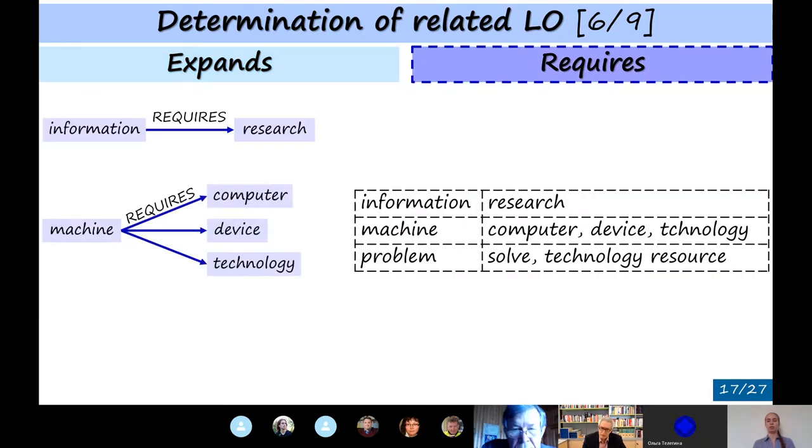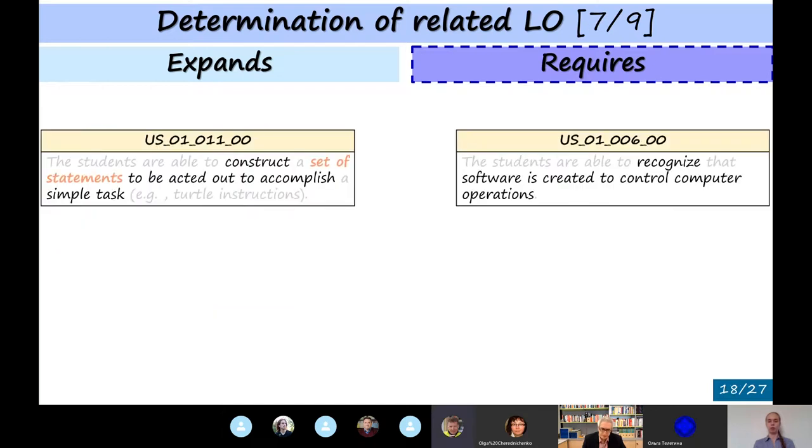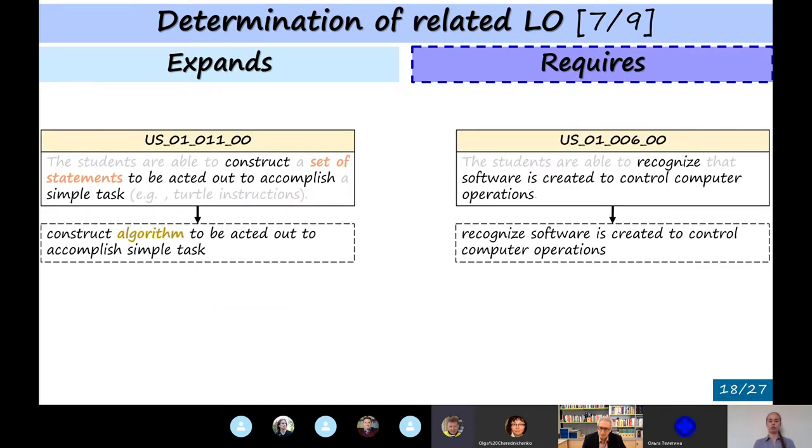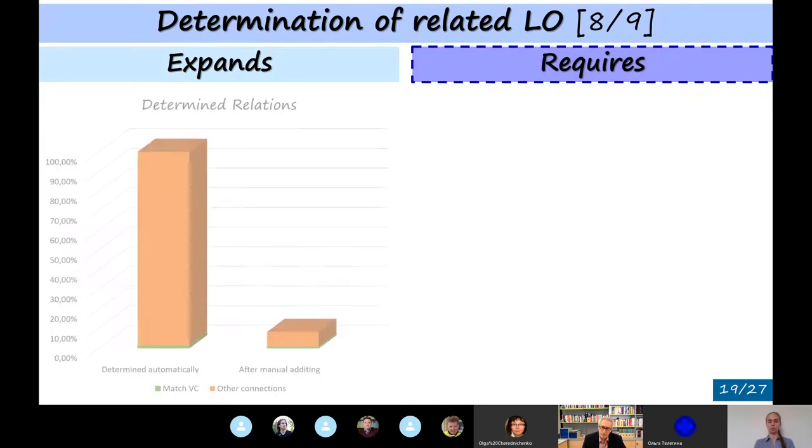For determination of the requires relation, I use pairs of keywords which are representative for those pairs of learning outcomes which were defined by experts to be related by the type requires. So again, I work with learning outcomes which I get as an output of the data preprocessing. I check keywords. In our case, it's algorithm requires computer operation. That's why I can see that these two learning outcomes are connected.